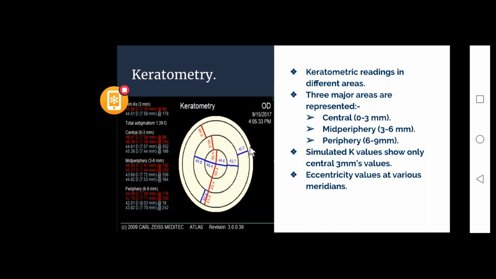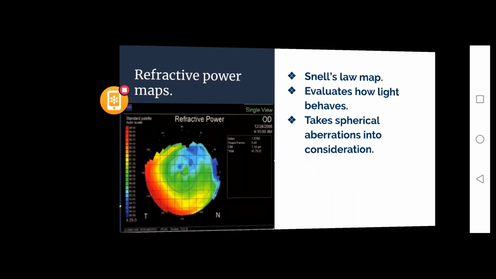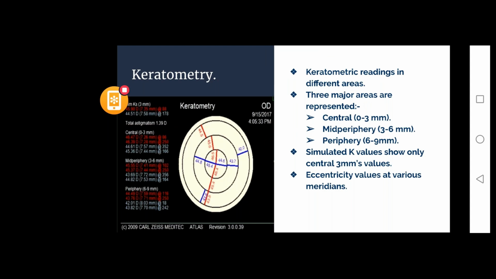And yes, one last thing I forgot to mention is that it gives you eccentricity values at various meridians. What are eccentricity values? They tell how fast there is a flattening of the cornea. Suppose a patient has keratoconus, and let's say the keratoconus is in this region, with a steepening in this inferior region. The eccentricity value of this region will be high because there is a sudden flattening which will occur at the point adjacent to the cone. Whereas in a normal cornea, there is a gradual flattening towards the periphery, so the eccentricity will be low.